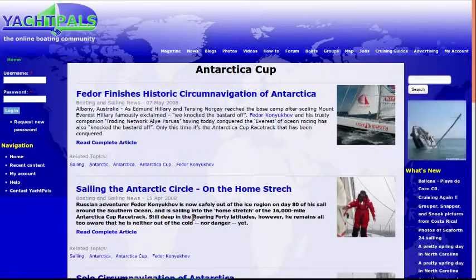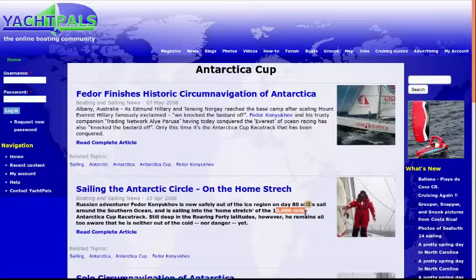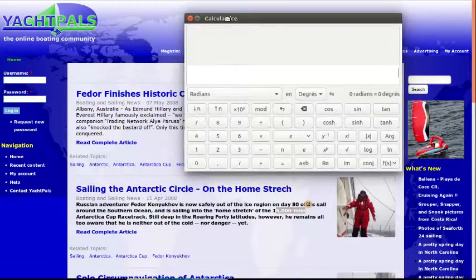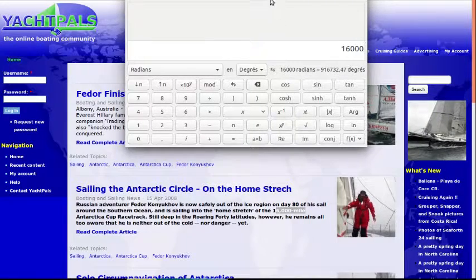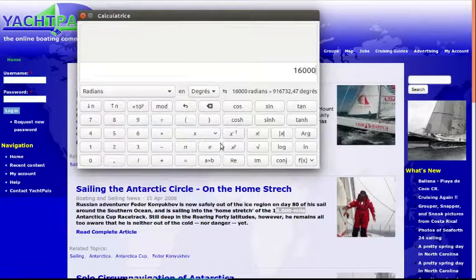We speak about it, and they say that the race is about 16,000 miles. So 16,000 miles in kilometers. I have to make a transformation here because the mile is not an international unit. The international unit is kilometers or meters.